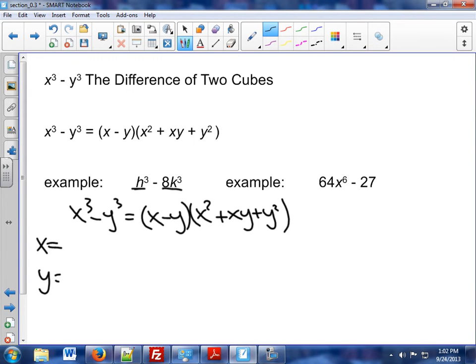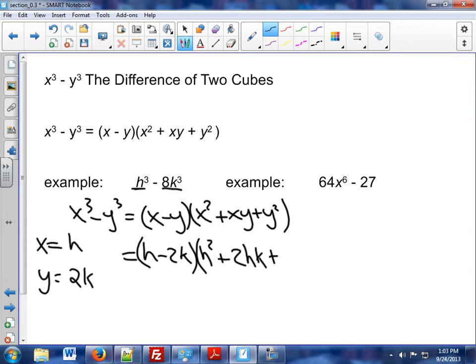Okay? Now, what times what gets you h cubed? h. What times what gives you 8k cubed? 2k. So now wherever you see an x, you're going to put an h. You don't have to do it this way. Now we're going to put an h squared here. Now we have to take this times this, which would be 2hk. You want to do it alphabetically.